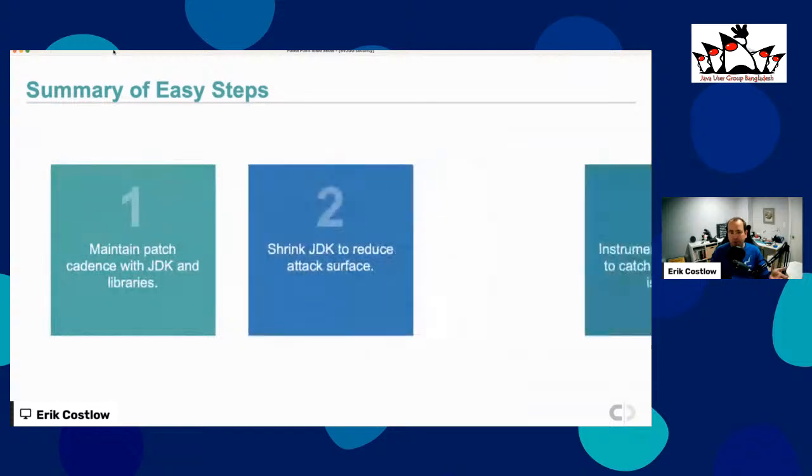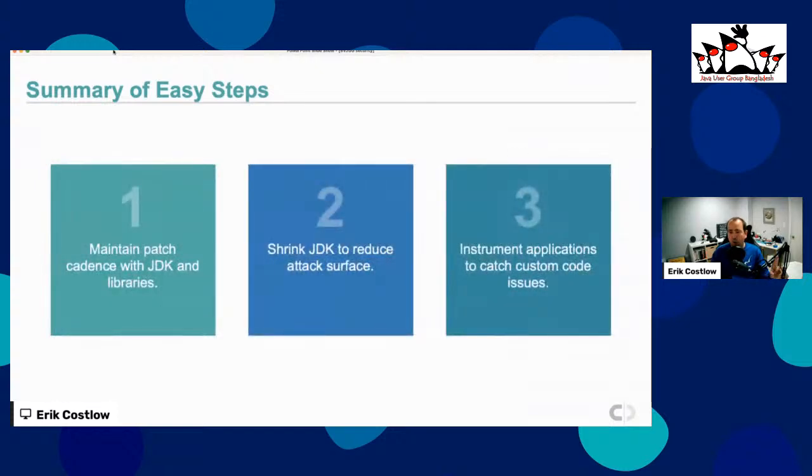So the summary of the three easy steps is: 1, continually maintain a patch cadence with the JDK and libraries to a reasonable amount of your ability. 2, you can shrink the JDK's attack surface, which reduces the opportunity for different attacks to come in. And 3, you can instrument your applications to catch custom code issues that are unique to your own applications.